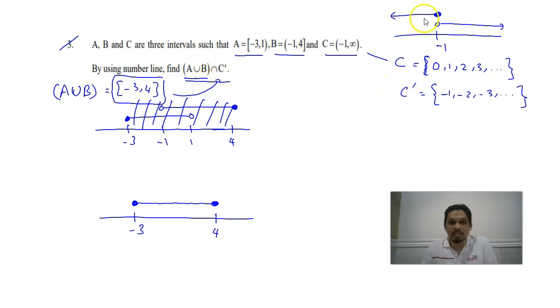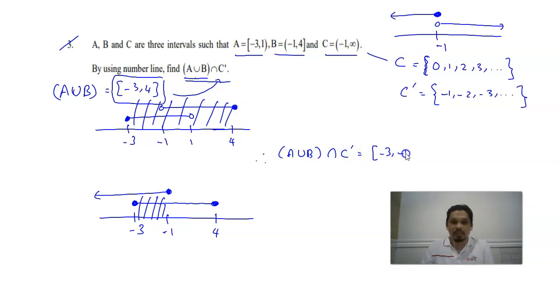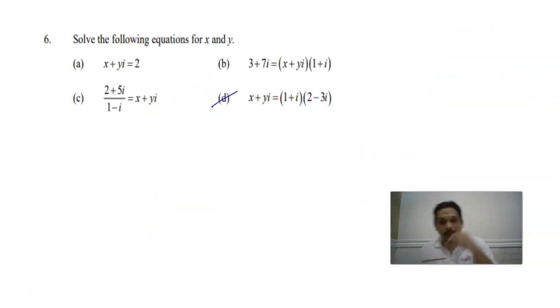C complement is from negative 1 to negative infinity. Okay. This is negative 1. So then negative 1 to negative infinity. So where do we find out where the lines intersect each other? Yes, it is here. So then A union B intersect with C complement equal to from negative 3 until negative 1. Okay.